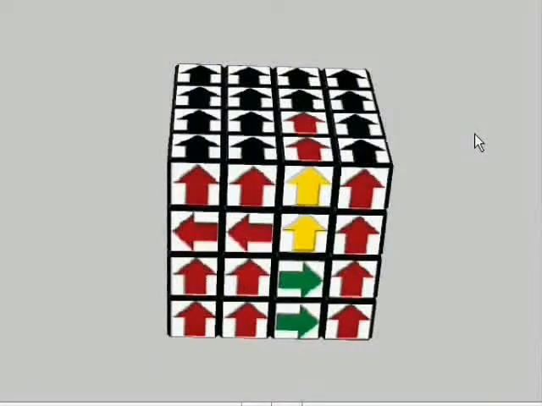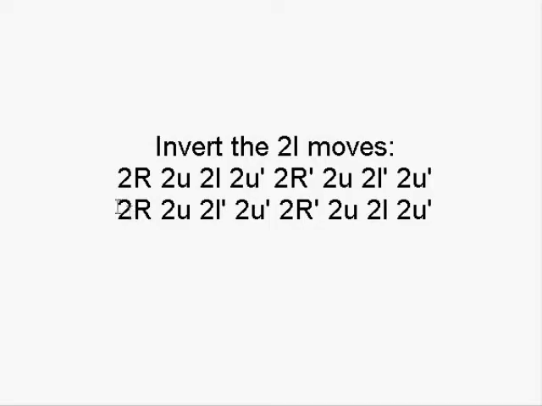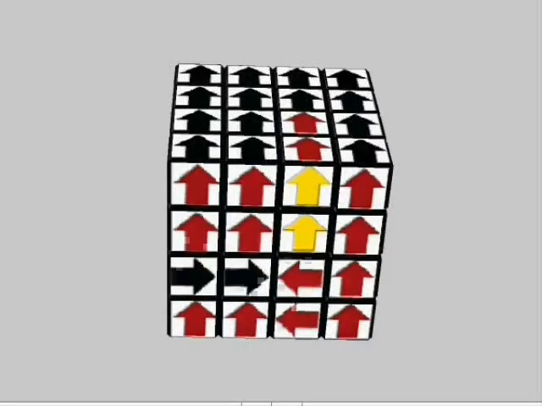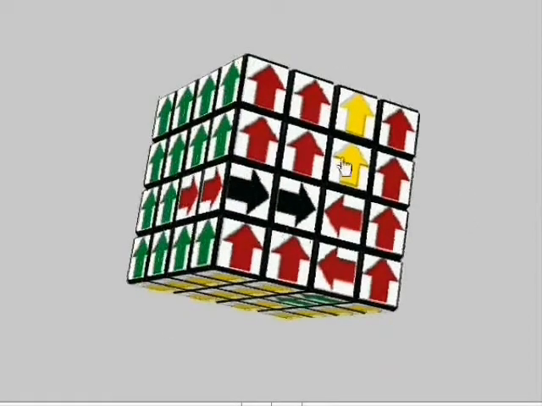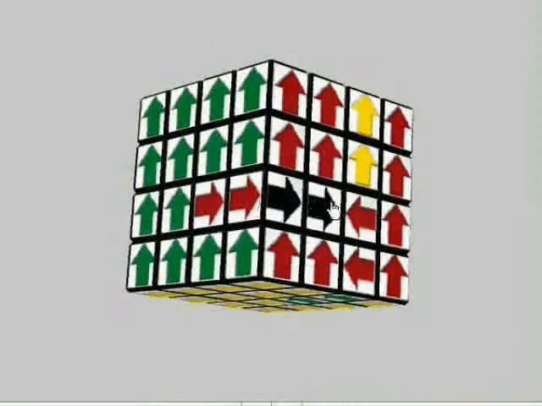But all we have to do now to modify it to be the commutator that we're actually going to build this algorithm from, invert the 2L moves. So instead of this, we have this. Applying this commutator to the cube, it moves the same 2 1x2 blocks here, but it moves the third one. The third one involved is down here instead of up there.